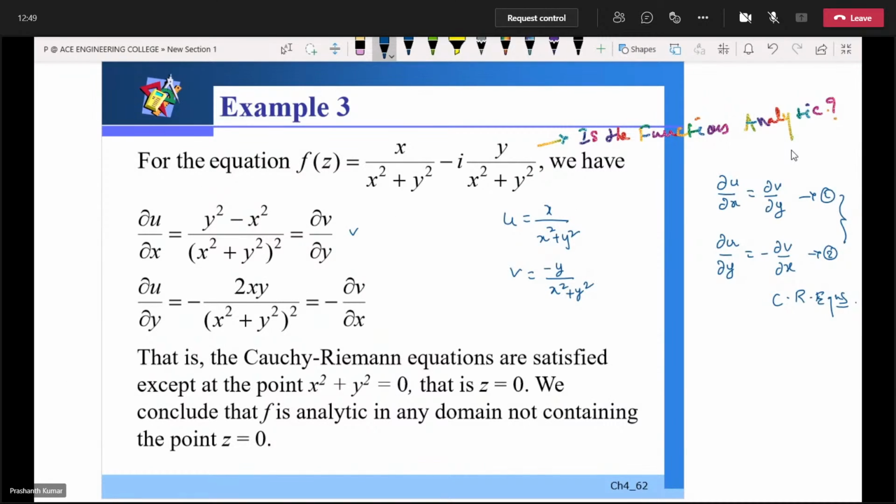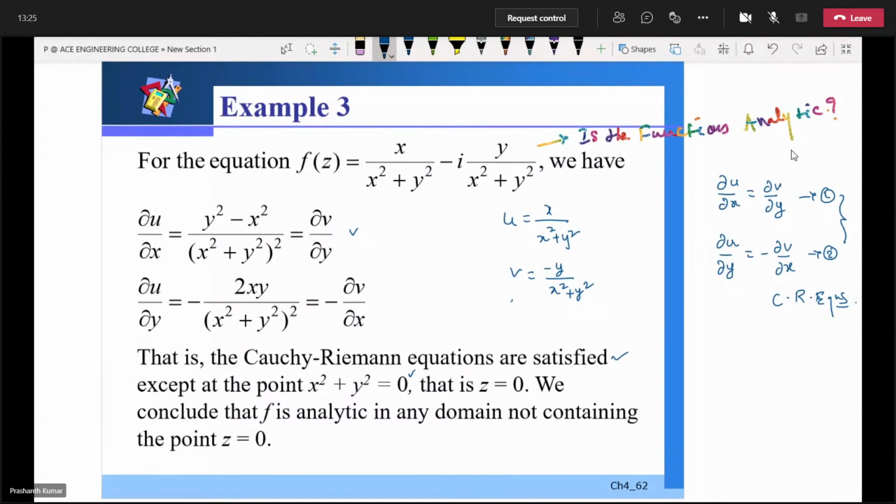The second condition is dou u by dou y. With respect to y we are doing again, using the u by v method. Then you will get 2xy by x square plus y square whole square with a negative sign, and when you do dou v by dou x you will get a positive sign, but with the minus you apply, you will get the negative sign. So the Cauchy-Riemann equations are satisfied, except at the point x square plus y square is equal to 0.